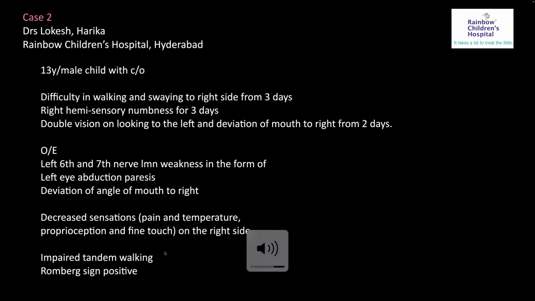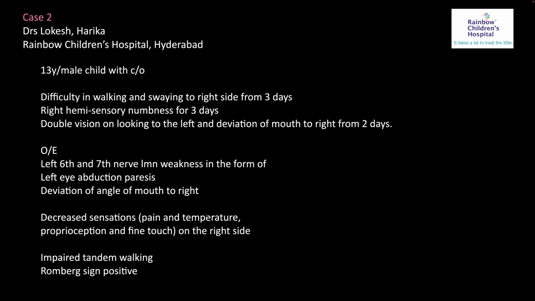Harika, can you try and clinically localize this? And what are these syndromes called? Yes, sir. With the involvement of the 6th and 7th nerve, it localizes to the pontomedullary junction, and also there is difficulty in walking and swaying to the right side. It also indicates cerebellar involvement in the form of pontocerebellar tracts, and decreased sensations can be due to involvement of the medial lemniscus in the pons. All right. Okay. Sure.